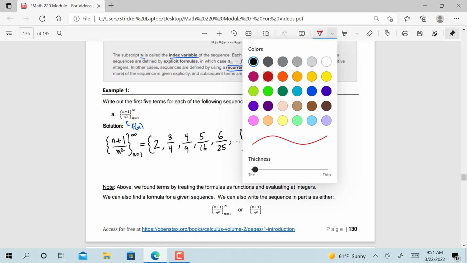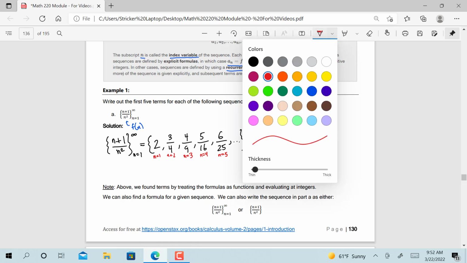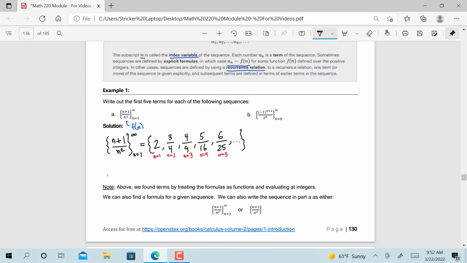Let's make a little note here. Again, this is the first term, so n equals 1. We have n equals 2, second term, third term, fourth term, fifth term. There's an infinite number of terms. All right, so that's how it works. You'll also notice the pattern: in the formula, the numerator was n plus 1, and in each of these the numerator is increasing by 1, from 2 to 3 to 4 to 5 to 6. The denominators are all n squared, so these are all squares.